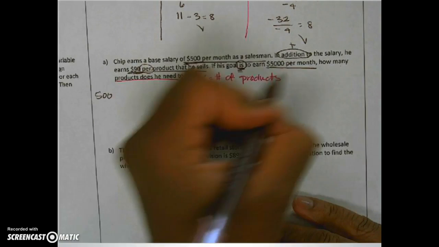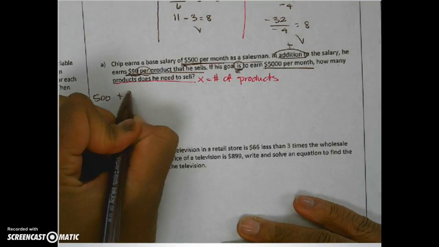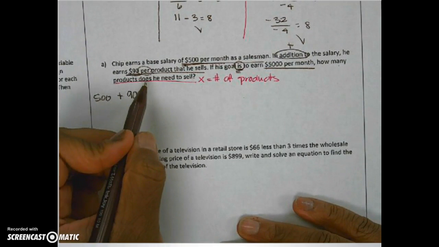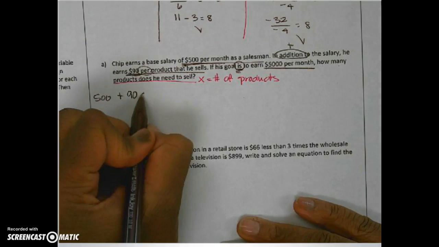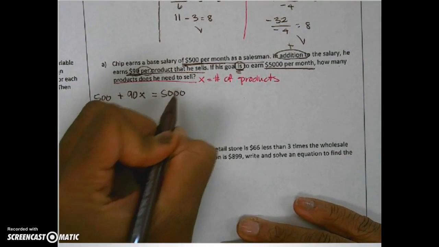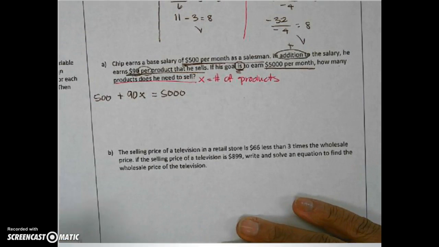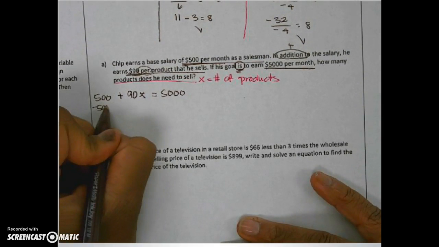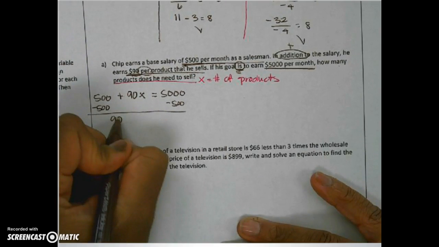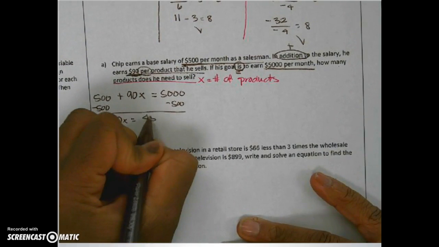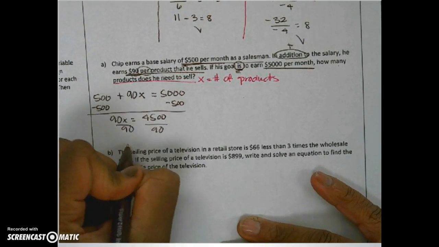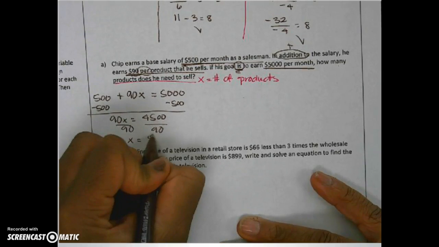So in addition to, I'm going to put the plus 90 times, well, I don't know if he's going to sell 1 product, 2 products, 3 products, or 4. So 90 times X. That's going to equal the $5,000 that he needs to earn. So then I'll subtract 500 and subtract 500, and I get 90X equals 4,500. Divide by 90, and I get X equals 50.